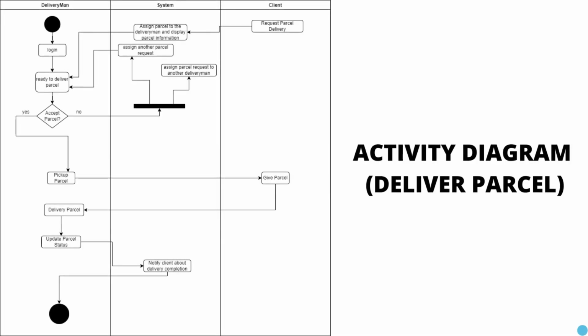As displayed in the video, this is the activity diagram for the deliver parcel use case. It starts when the user, which is the delivery man, logs into the system, and then the delivery man will be ready to deliver parcels. From the client, the parcel request is made, and the system will assign the parcel request to the delivery man, and the delivery man can choose whether to accept the parcel request or not.